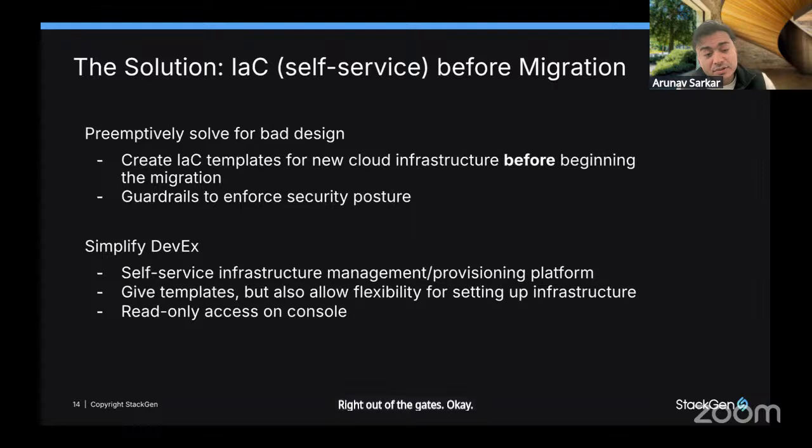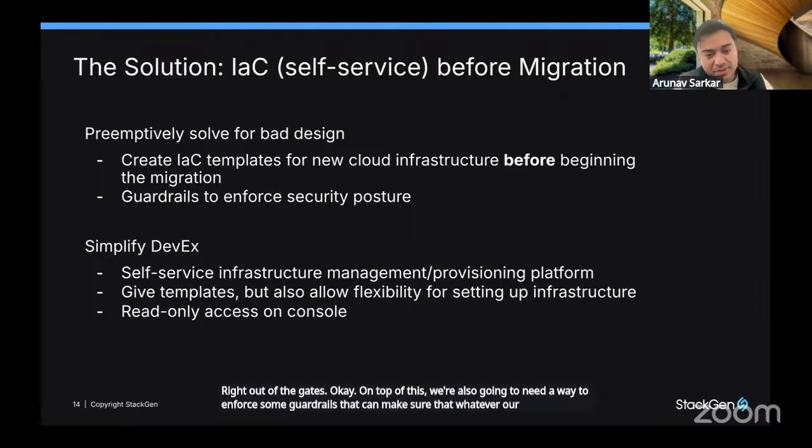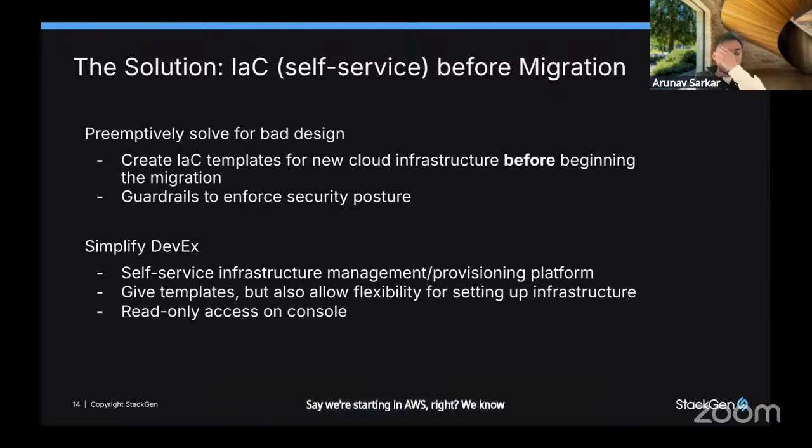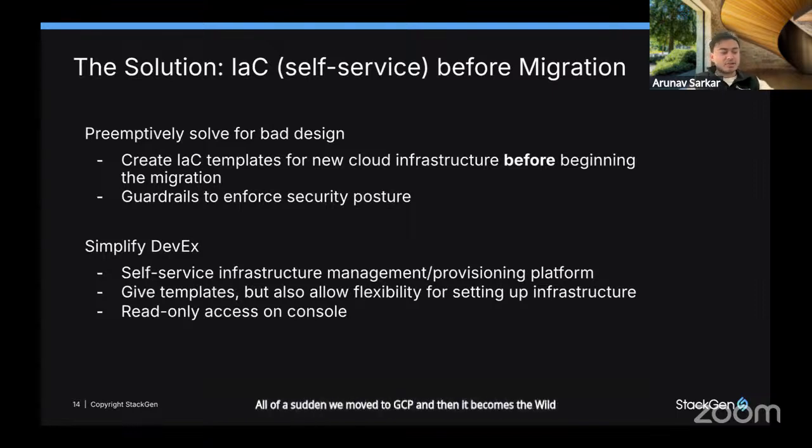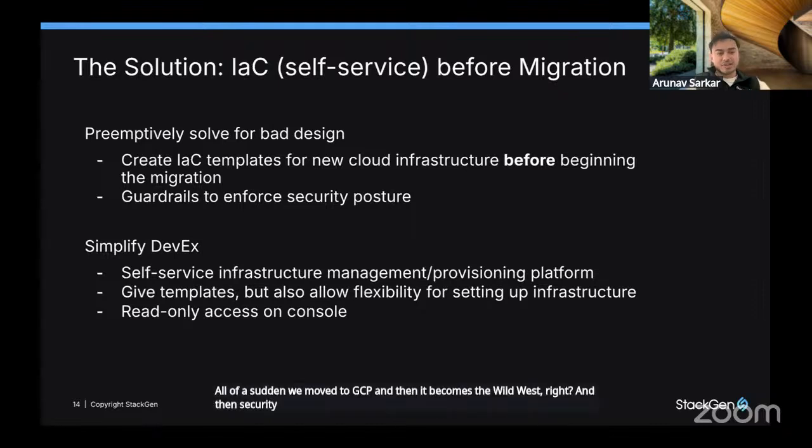On top of this, right, we're also going to need a way to enforce some guardrails that can make sure that whatever our security posture is going to be is met in this new cloud, right? Very often, say we're starting in AWS, right? We know our AWS workloads are compliant with SOC 2, PCI, and whatever other security policies we have. All of a sudden we move to GCP and then it becomes the Wild West, right? And then the security team spends a year and a half just trying to wrangle everything back under control, right?